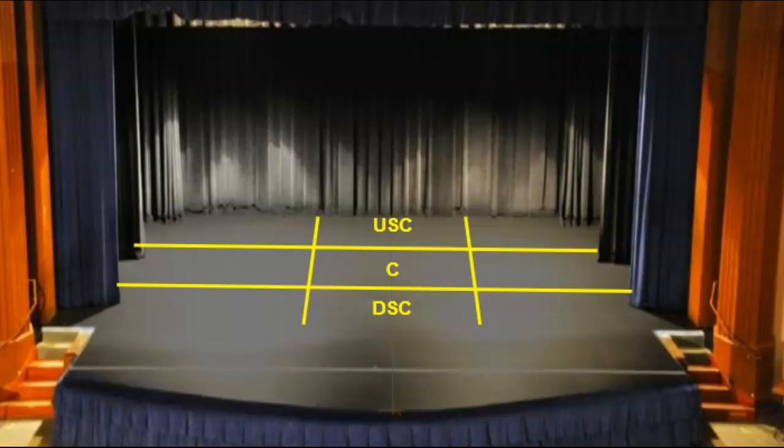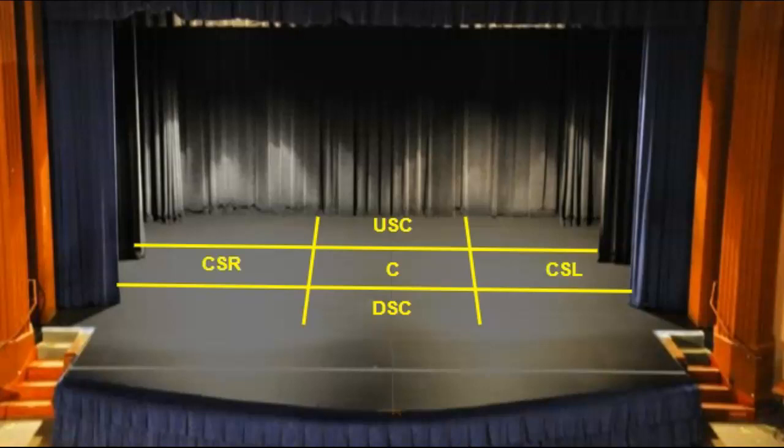Now remember, our stage areas do not include the apron of the stage. That's that big part of the floor that comes out towards the audience from the proscenium arch. Our stage areas don't really include that because for a long time the stage apron wasn't used in performance. We do sometimes use the stage apron now for blocking, but then that's far downstage, and we're not going to worry about that right now.